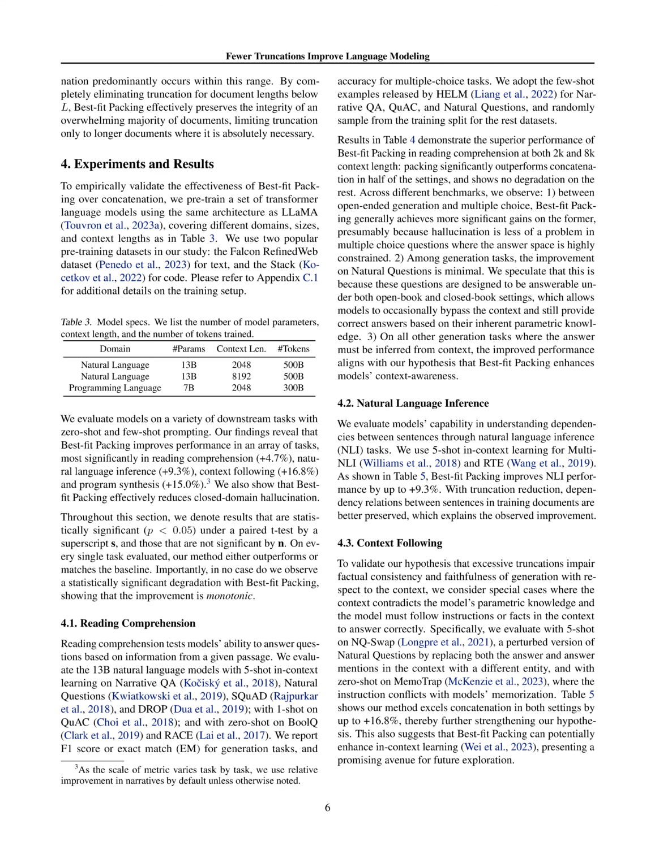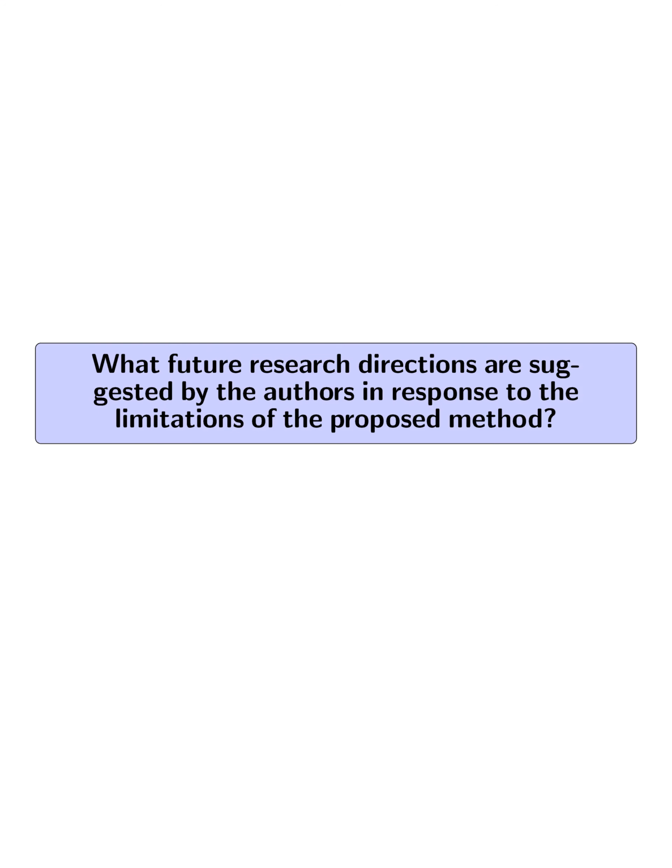The results consistently show that the models trained with best fit packing either outperform or match the baseline in all evaluated tasks, with no statistically significant degradation observed. This demonstrates that reducing truncation through best fit packing enhances the model's performance and reduces the risk of hallucination in downstream tasks across different domains and context lengths. What future research directions are suggested by the authors in response to the limitations of the proposed method?